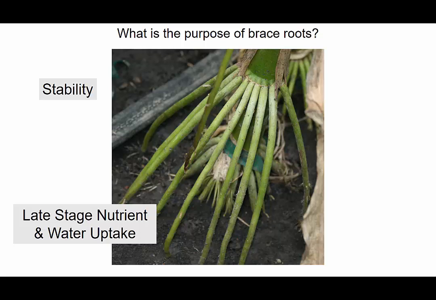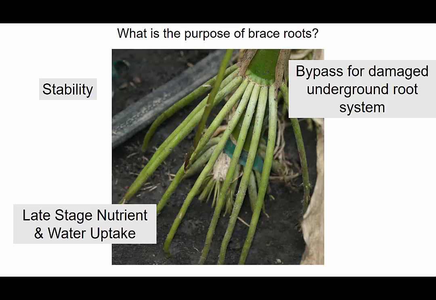The other thing that they are proposed to be important for is late-stage nutrient and water acquisition. So some people propose that they are not there for stability, but they are roots that come out later and they're still actively growing and able to acquire resources from the soil. Others say that brace roots are a bypass for a damaged underground root system, and that they only appear if the underground root system can't get what it needs. And if you've heard of others or you have other opinions, I would love to hear them. Basically, we want to test each of these theories to understand what brace roots do for a plant.